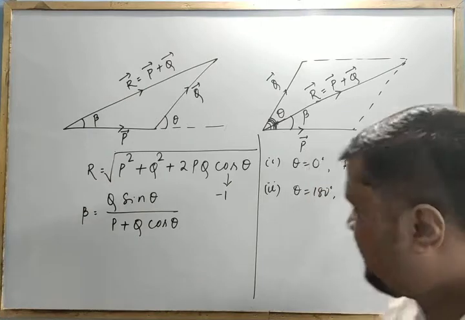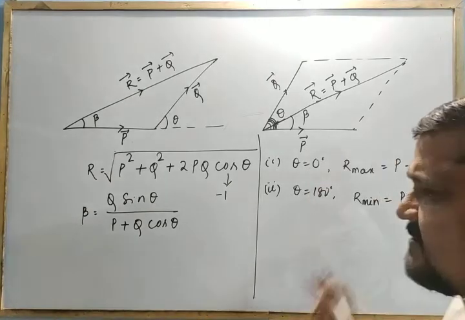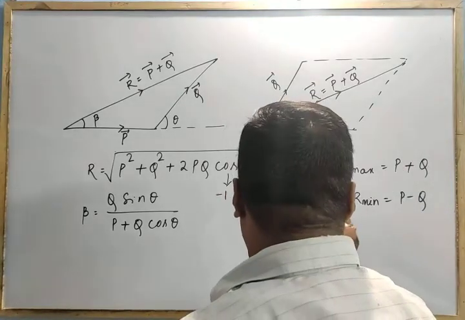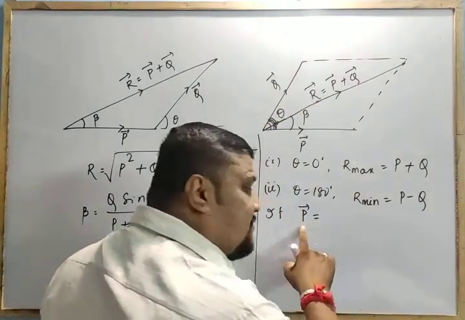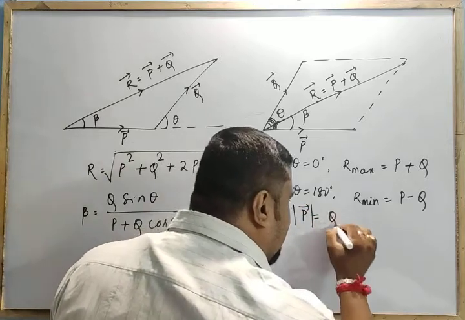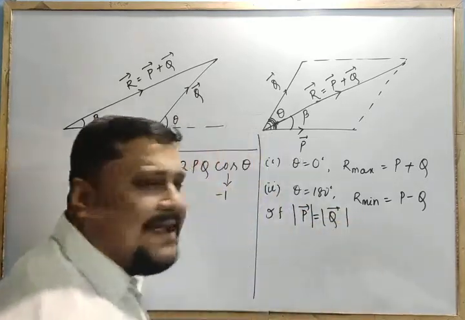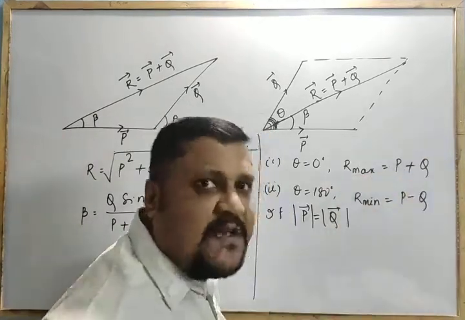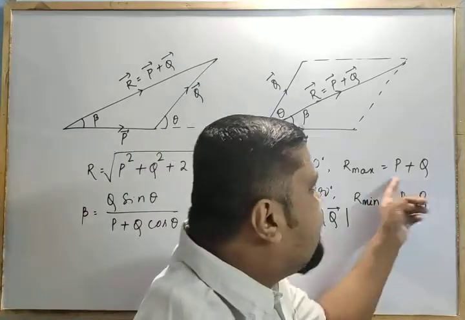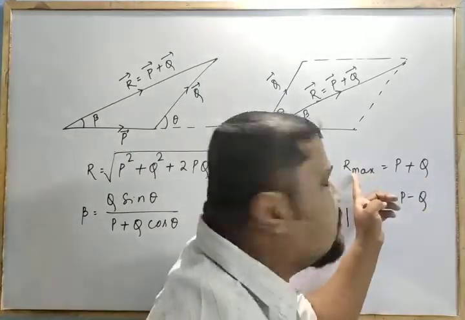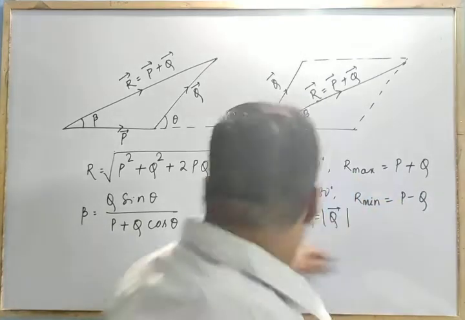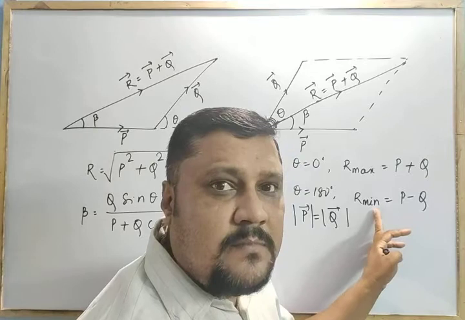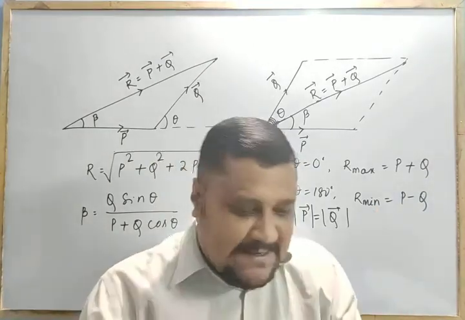Now, in this case, if the two vectors are of the same magnitude, meaning modulus of P is equal to modulus of Q, then the maximum value will be what? 2 times P or 2 times Q. Both are the same magnitude. Here we are considering magnitude, not direction. It is the magnitude of the resultant. Direction is this one, beta. Okay. What is the minimum? 0.